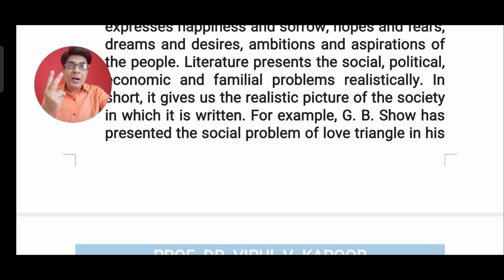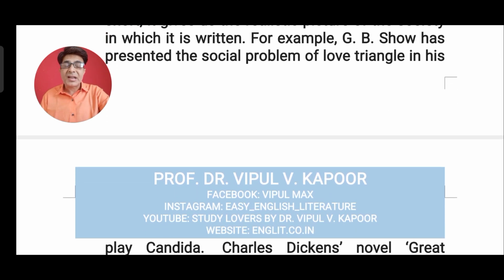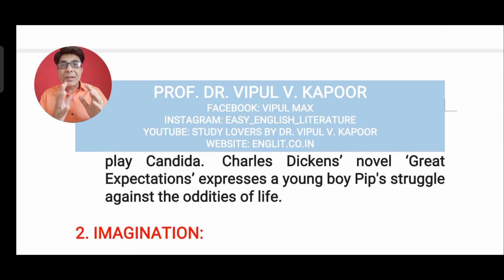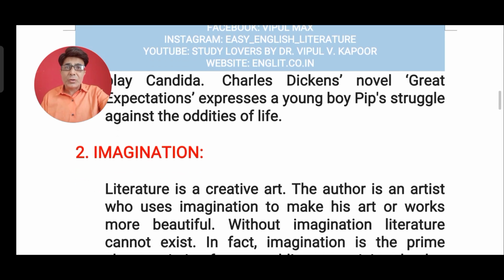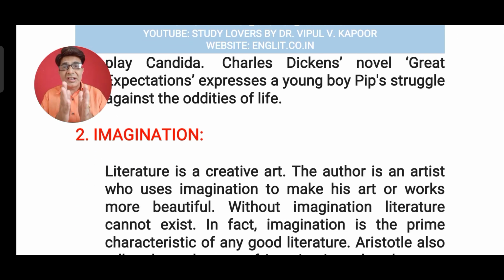George Bernard Shaw, a 20th century dramatist, has also presented the social problems of his times, of his country, in all his plays. In the same manner, Charles Dickens, who was living during the 19th century, he also presented the problem of child labor in his novel Great Expectations. So all in all, good literature is one which gives the realistic picture of the life and society.